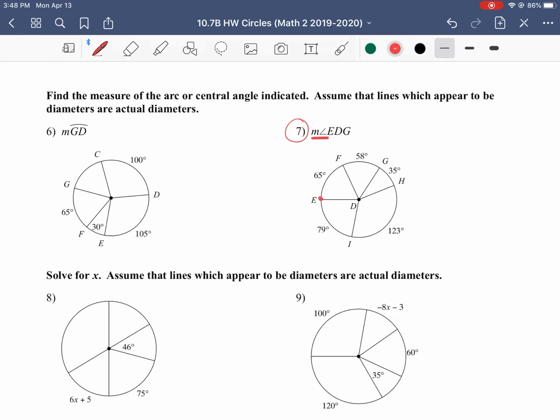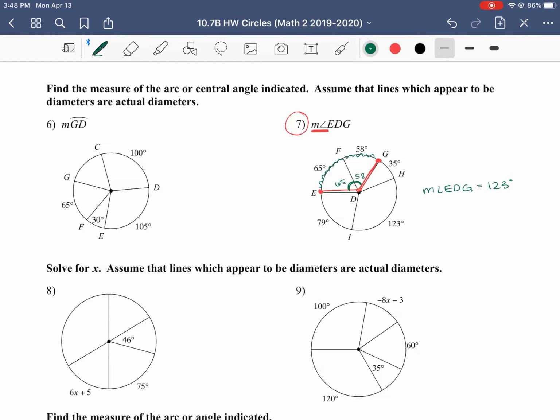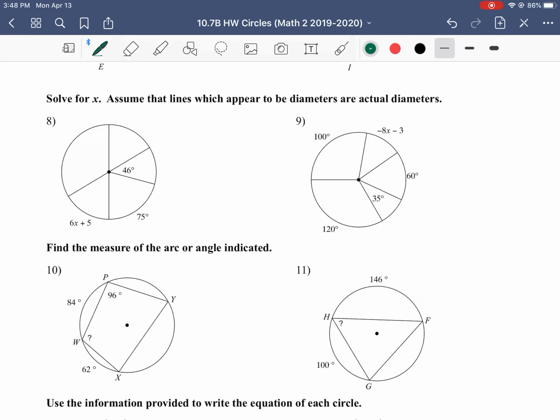So let's label that. If we start at E, we move to D, and then we end up at G. And remember, it's always talking about the smaller one unless it specifically states that it's talking about the larger one. So we are essentially looking for this angle right here. Notice out here, 65, 58. If this is 65 and this is 58, we just need to add those together to find the measure of EDG, which gives us 123 degrees. Make sure you're comfortable with that.